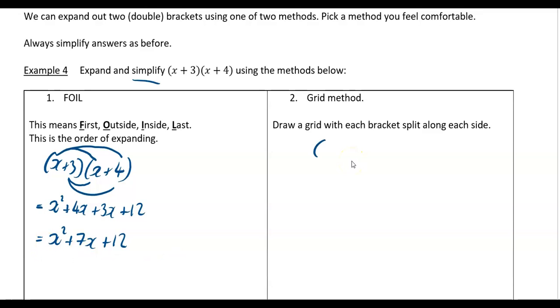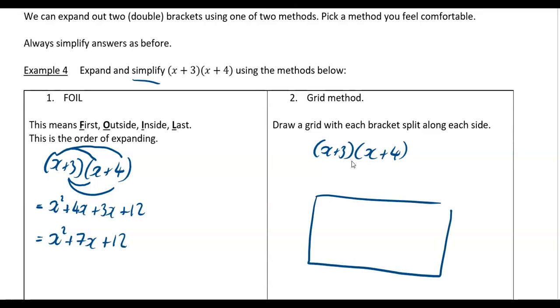Okay, your second method is what's called the grid method. So we're doing x plus 3 upon x plus 4, and your grid method is to do this out like a grid, and you've got your x and your 3 on one bit of your grid, and then your x and your 4 on the other grid. And then what you're doing is you're working out the areas in terms of x or numbers. You're working out the areas of these individual squares.